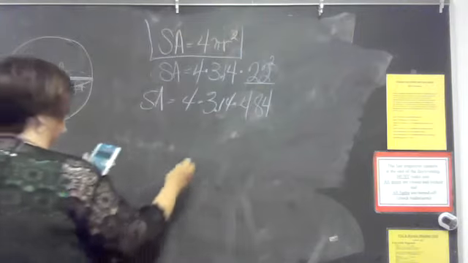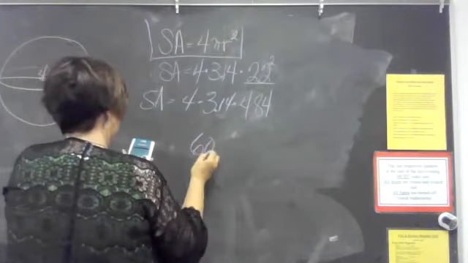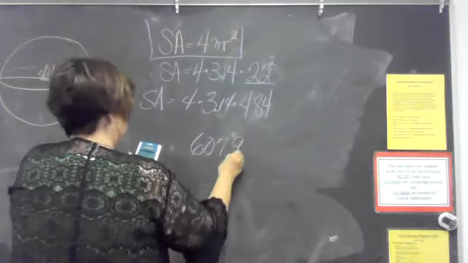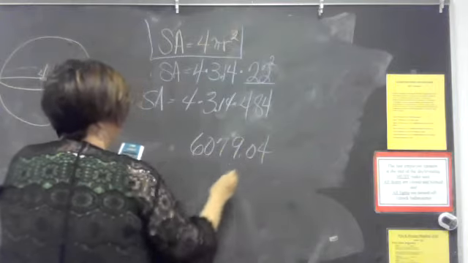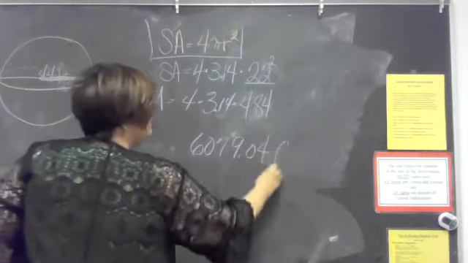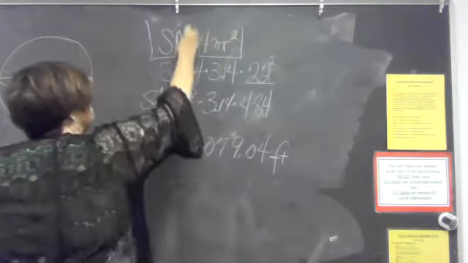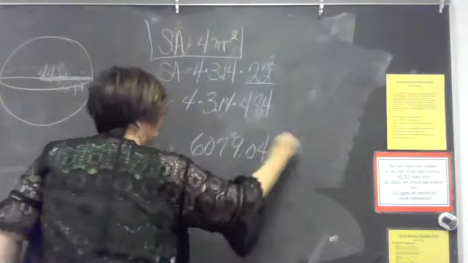And your answer should be 6079.04. We're dealing with feet, and we're dealing with area, and so it's squared.